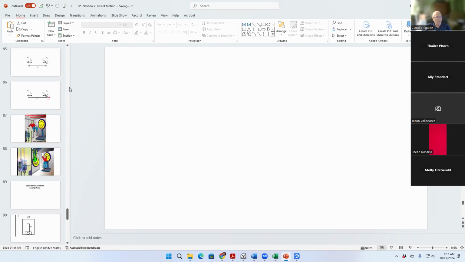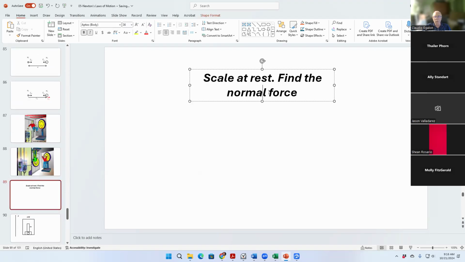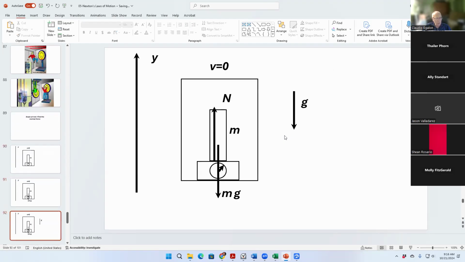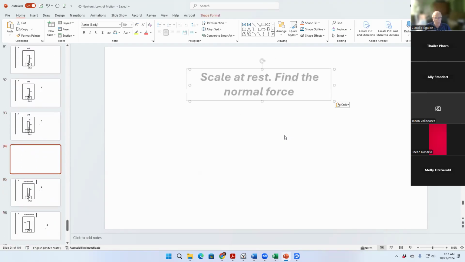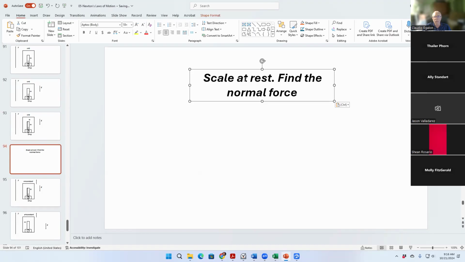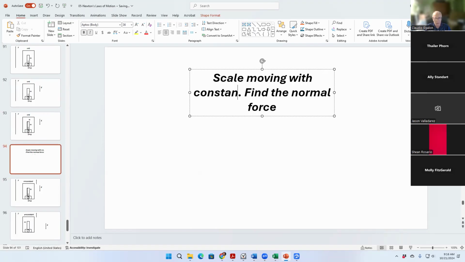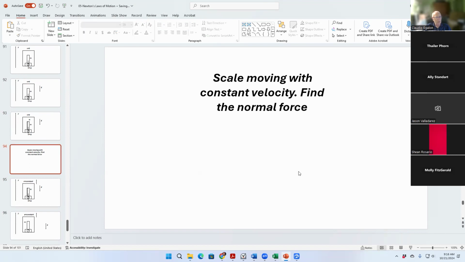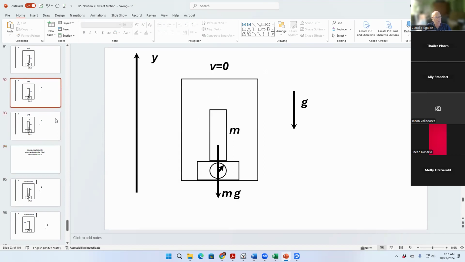And then we're going to do the other one. Another example is going to be the scale moving with constant velocity. Find the normal force. That's going to be the next one, but let's concentrate on this one.